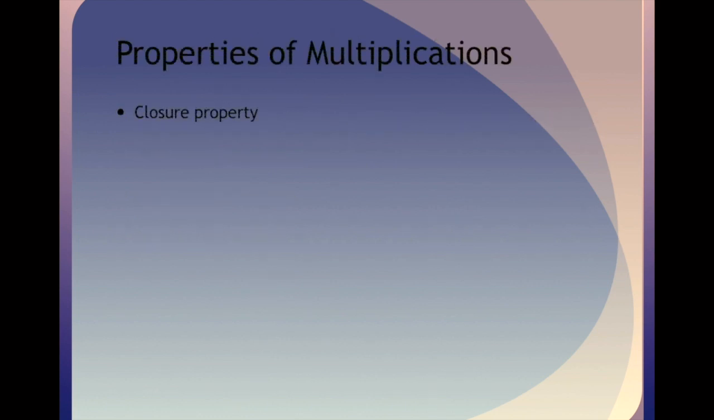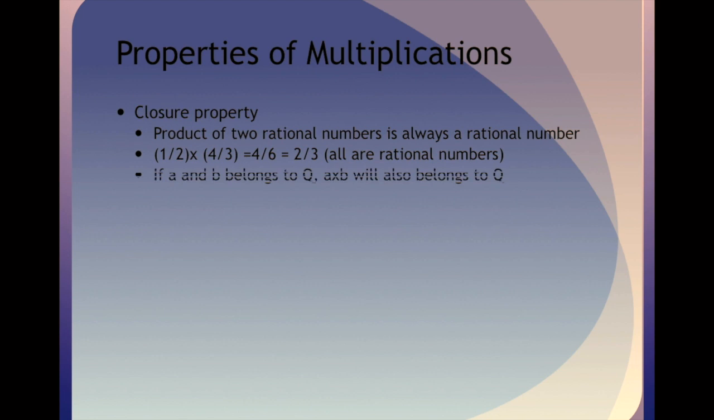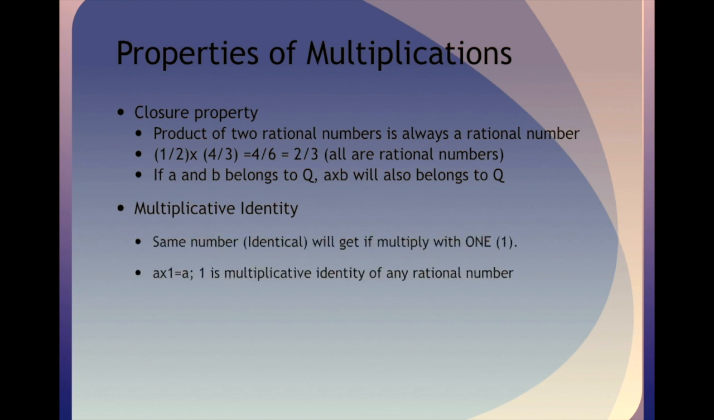Let us discuss some properties of multiplication. Again, closure property remains the same as addition and subtraction. If both the numbers belong to rational numbers, their multiplication will also be a rational number. Multiplicative identity: if we multiply any rational number with 1, the answer will come as the same number. So 1 is the multiplicative identity of any rational number.